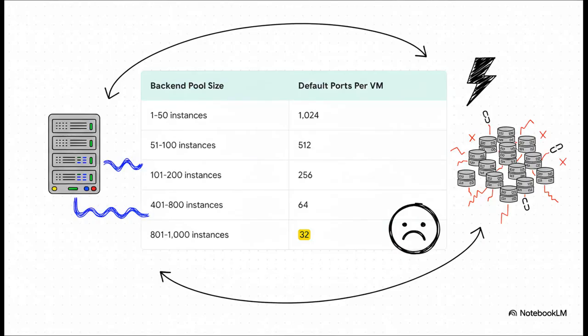Now, this table, wow. This table really spells out the danger of using that implicit default SNAT with a load balancer. I mean, look at this. When your backend pool is small, say under 50 VMs, each one gets 1,000 ports. Okay, that's pretty decent. But just watch what happens as you scale. Once you get over 800 instances, each VM gets a measly 32 ports. 32! A single busy web server could blow through that in a matter of seconds. And boom, you've got connection failures.